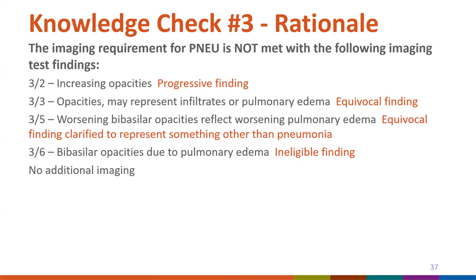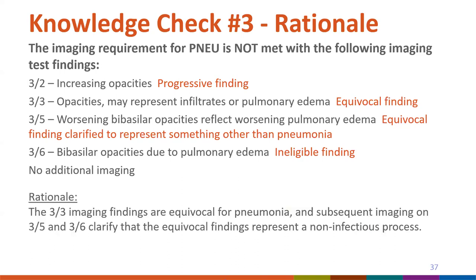As per footnote number 14, when imaging findings are equivocal, you must first look at subsequent imaging tests for clarification as to whether the equivocal findings represent pneumonia or a non-infectious process. The final imaging test on 3-6 now attributes the findings to a non-infectious process. Therefore, the imaging requirement is not met. Remember, opacities that are attributed to a non-infectious process are not eligible findings for meeting the imaging requirement.